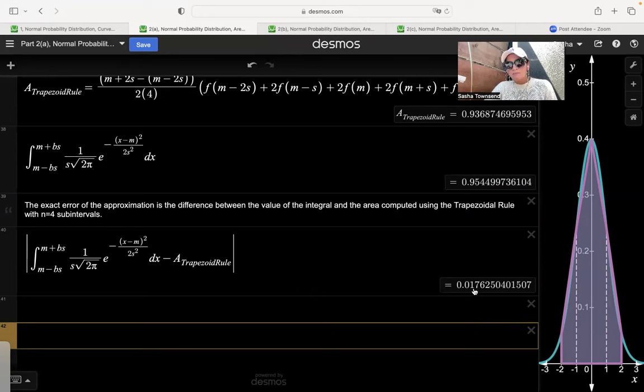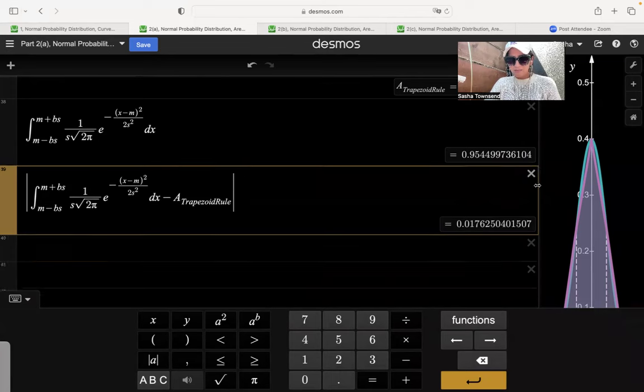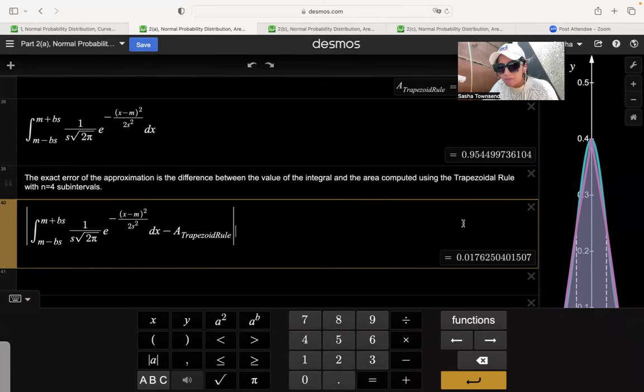It's 0.0176. So if we're comfortable with having a true value of that area under the curve that is within 0.0176 units of the true value, then that's an acceptable approximation. And if you say, I want my error to be even less than that, well, just take more trapezoids. Instead of using 4 subintervals, you might use 8 subintervals or something like that and do that. All right. So that's the trapezoid rule.